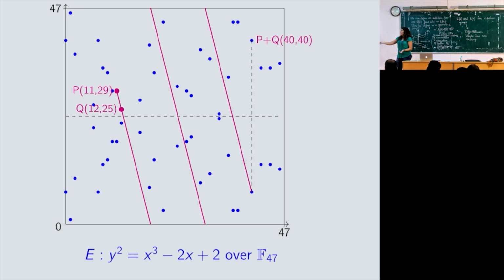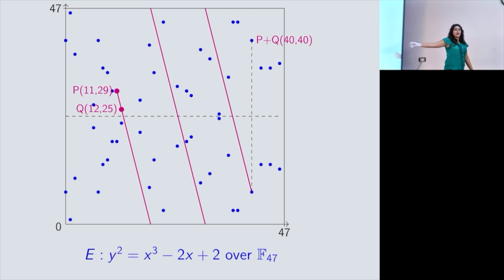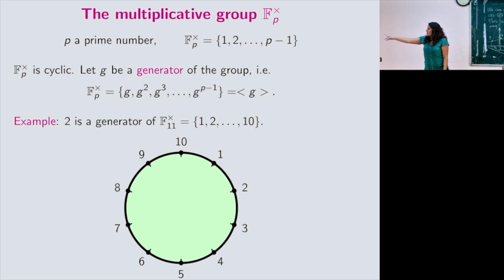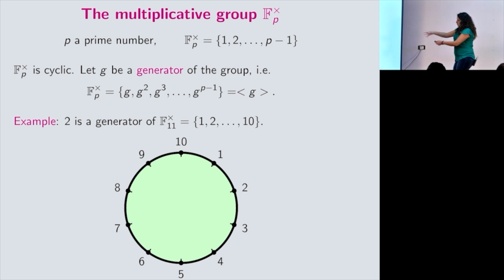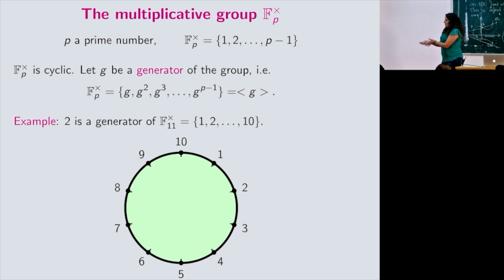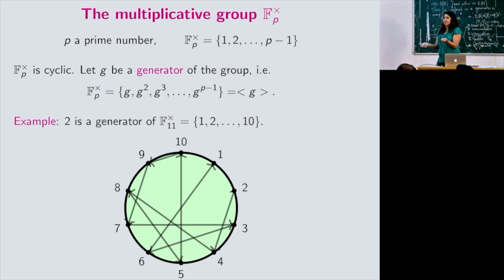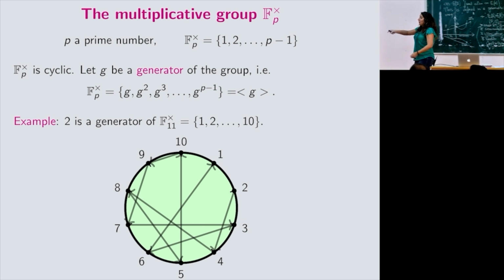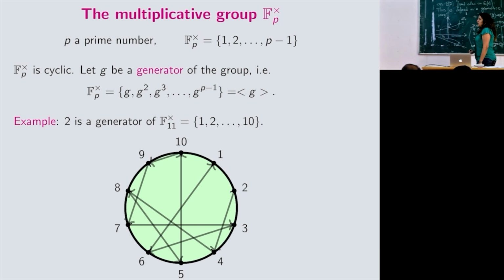Let us make an example. If I take F_11 star, so 1, 2 until 10, I can show easily that 2 is a generator. Okay, this is not the clock with 11 hours. It's just for showing that if I take 2 and I multiply by itself, I get 4. Then if I multiply by 2, I get 8. Then if I multiply by 2, I get 16, so modulo 11, 5, then 10, and etc. Keep going. I basically land in every point here. So this is a generator.